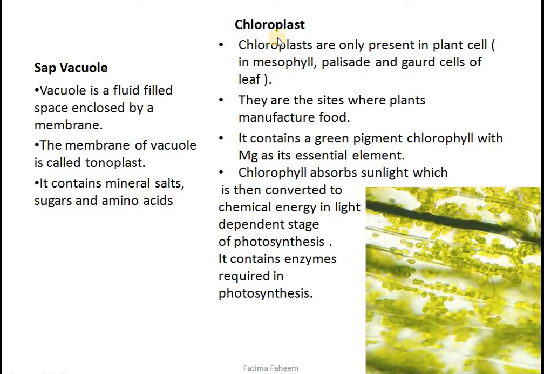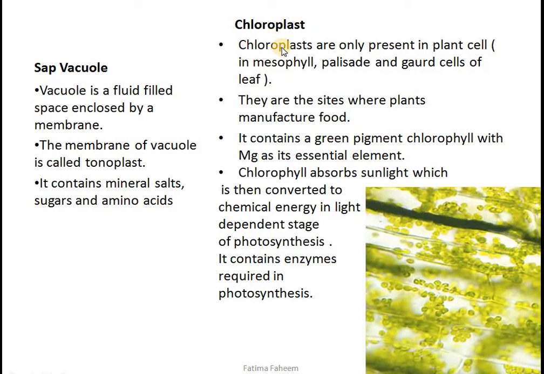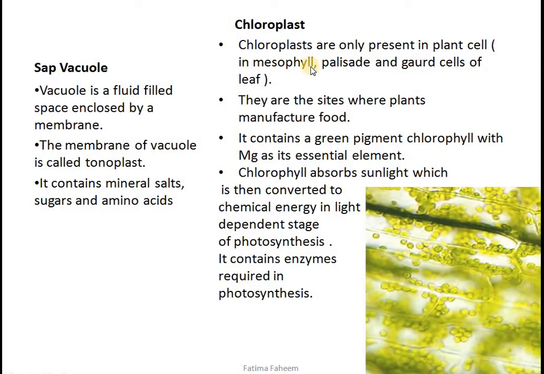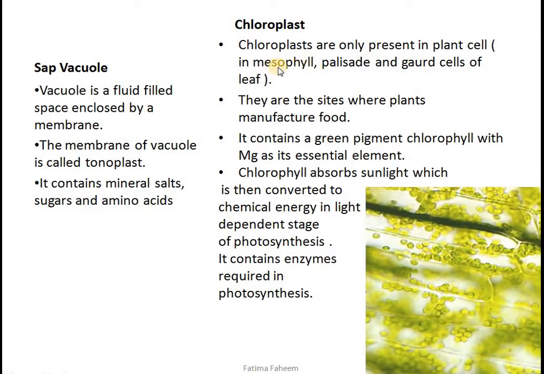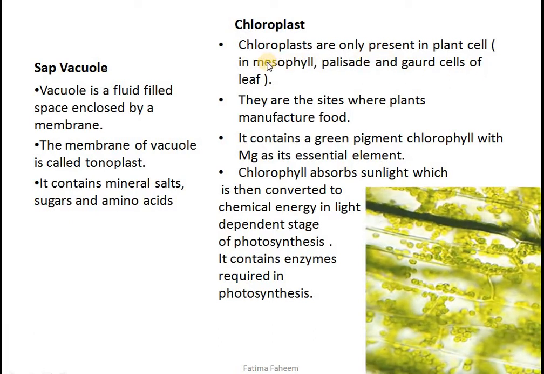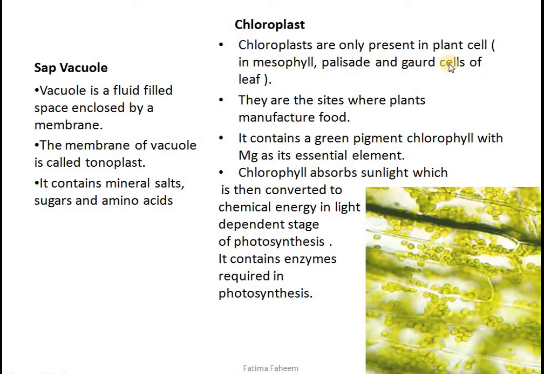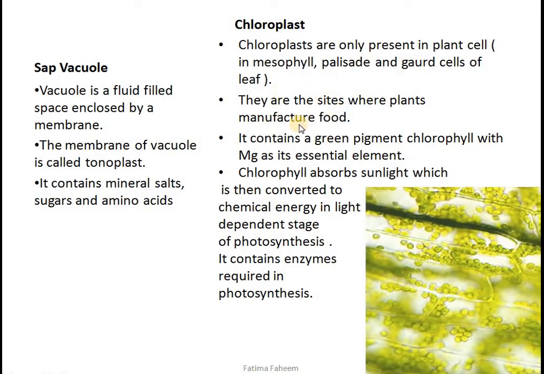The next organelle you see in plants is the chloroplast. Chloroplasts are only present in plant cells, and to be very specific, in certain plant cells called mesophyll, palisade and guard cells. We will go into the detail of these cells in the coming lectures. They are the sites where plants manufacture food.